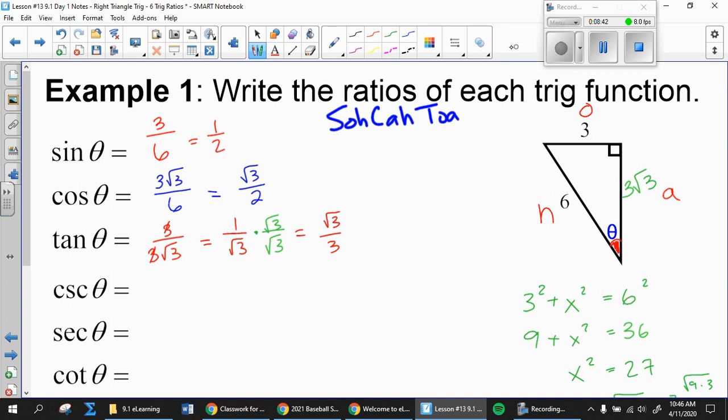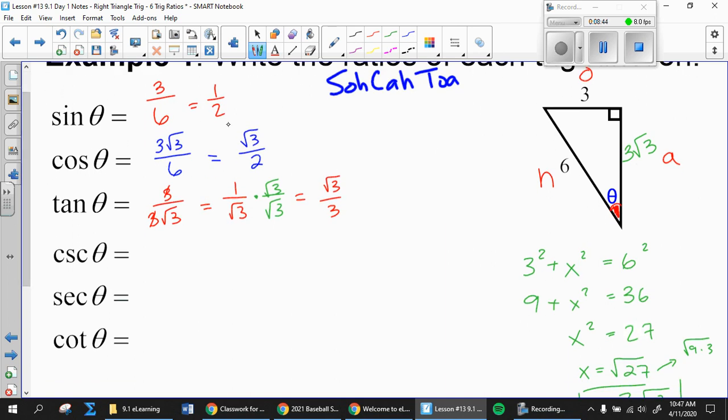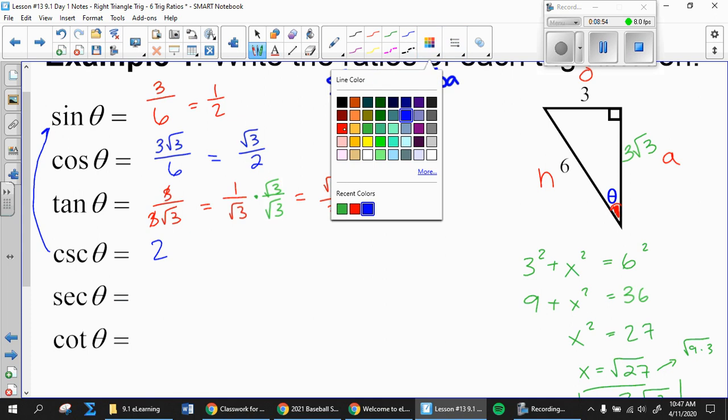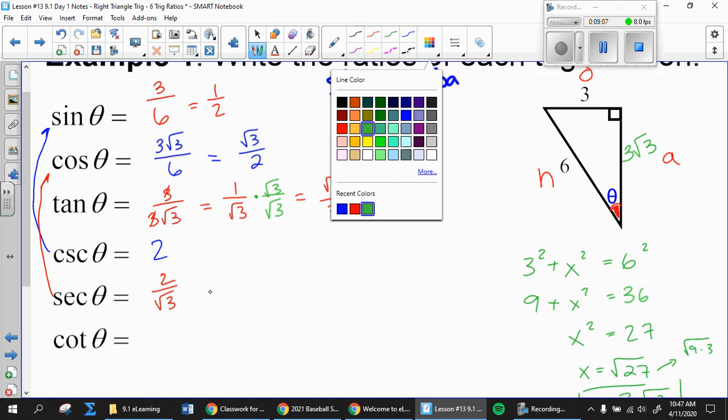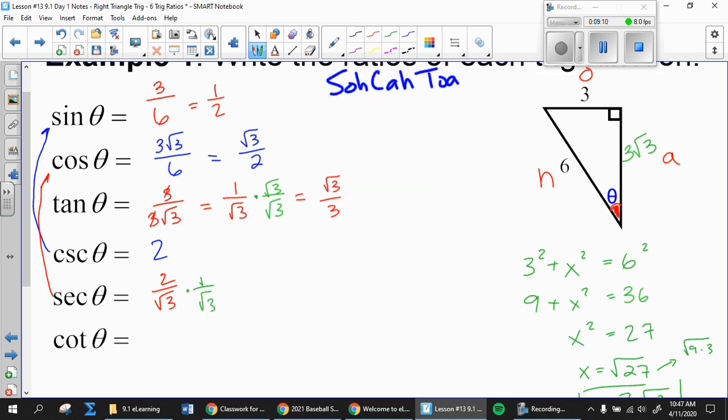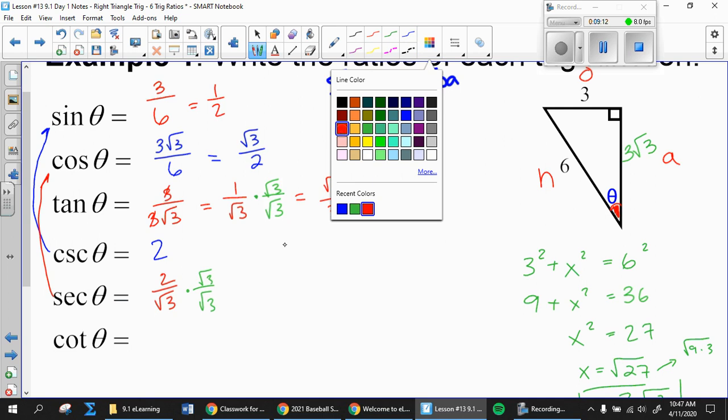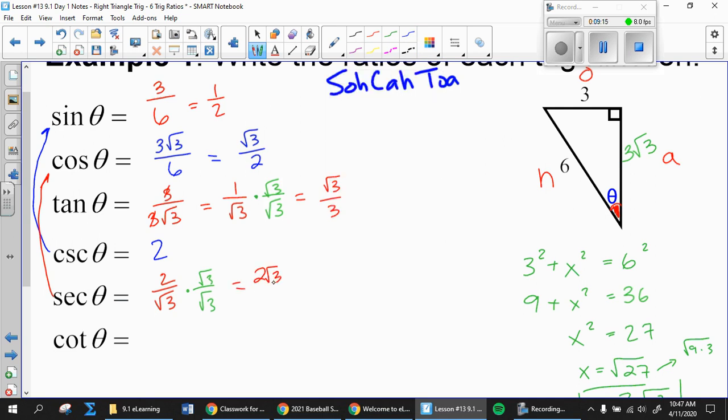Now for these next ones, all we have to do is take those answers and flip them, because it's just a reciprocal. So cosecant goes with sine. So I'm going to do the reciprocal of 1/2, which is 2. Secant goes with cosine. So I'm just going to take the reciprocal here. I'm going to get 2 over root 3. Again, we need to rationalize that. So multiply top and bottom by root 3. We get 2 root 3 over 3.